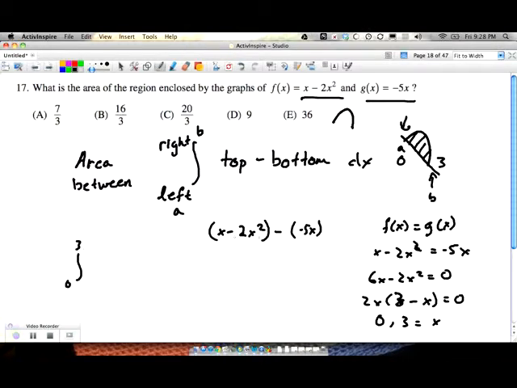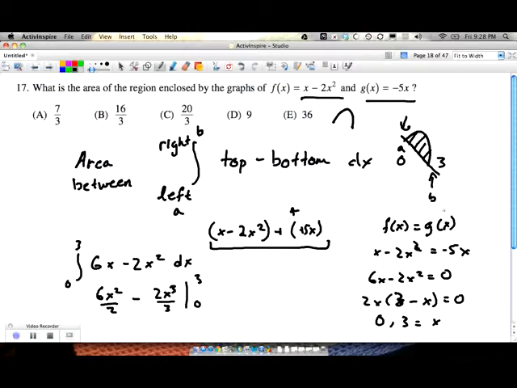Let's simplify this function here. Minus negative 5x, that's really a plus. If we put those two together, I have x plus 5x. So that's going to be 6x minus 2x squared from 0 to 3 dx. So now I just have an antiderivative, a definite integral that I've got to evaluate from 0 to 3. That's going to become 6x squared over 2 minus 2x cubed over 3, evaluated from 0 to 3.